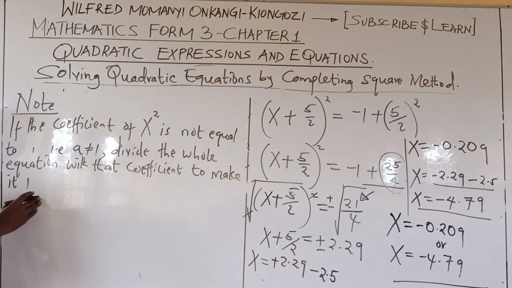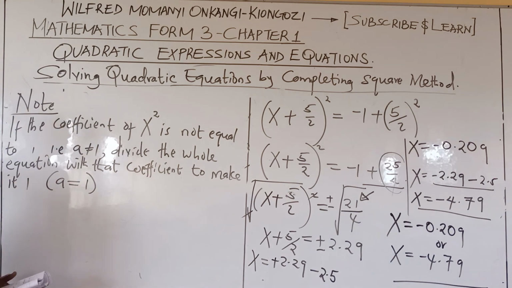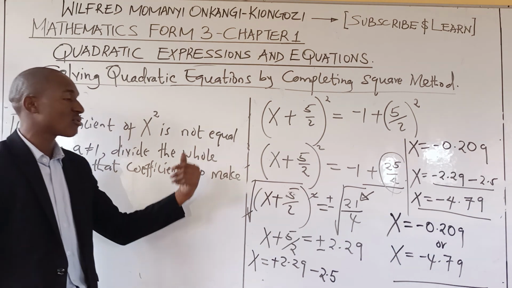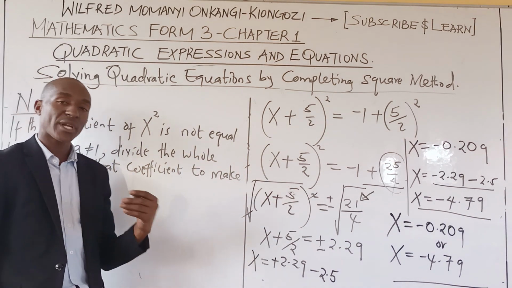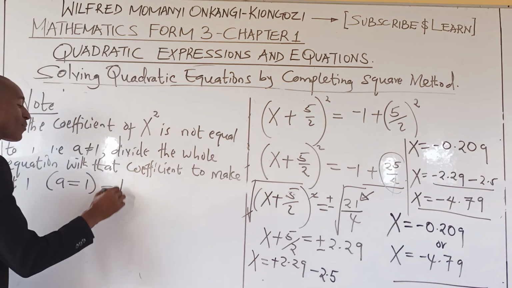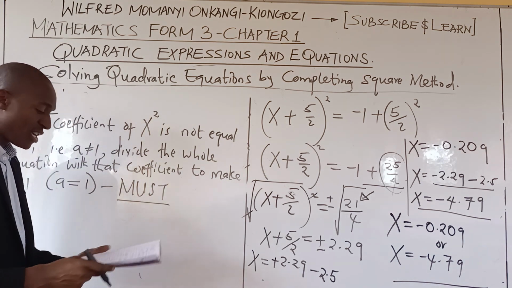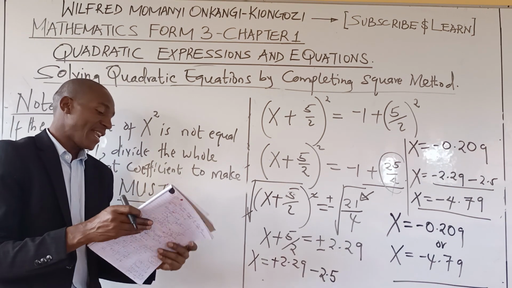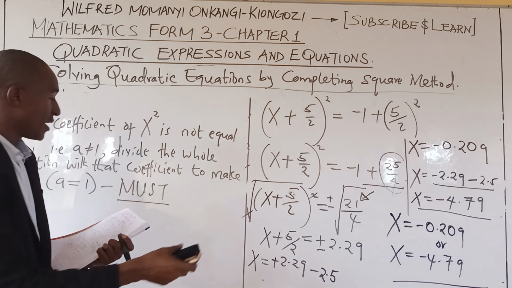That's why we are saying every time before you start solving for x in a quadratic equation, you must ensure that the coefficient of x squared, or a, is 1. This one is supposed to be a must. Otherwise, if you don't do that, you will not be able to advance to anything. Now, I will leave you this one question to go and attempt.